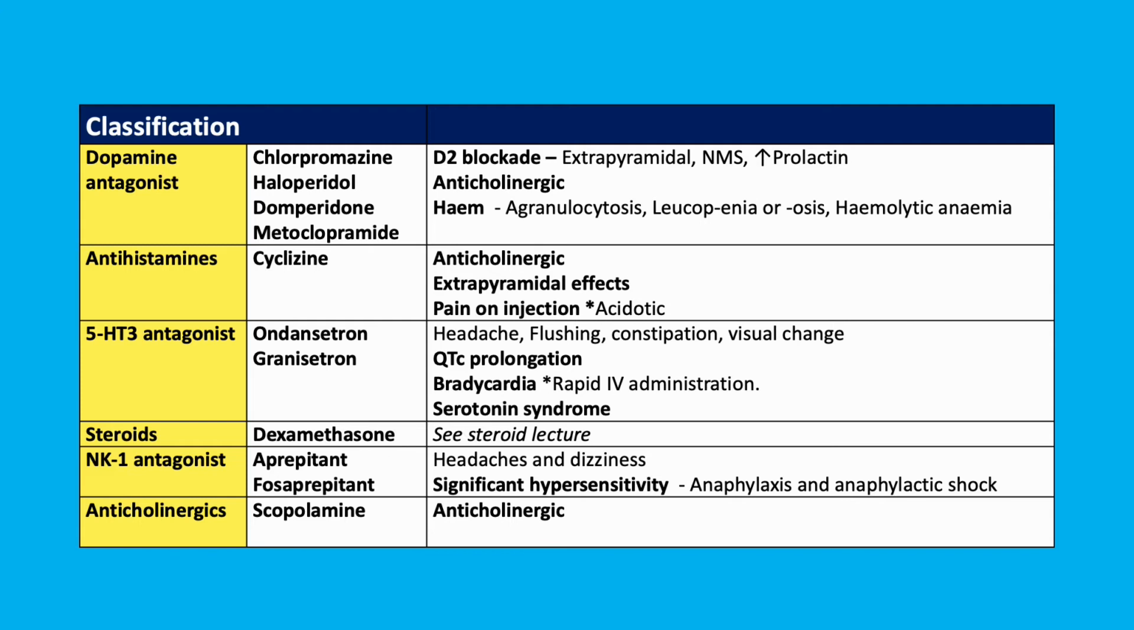Next is antihistamines. This includes cyclizine. This classically causes tachycardia and pain on injection. The 5-HT3 antagonist ondansetron causes QTc prolongation at higher doses and bradycardia, in addition to serotonin syndrome. Steroids will be discussed in a later lecture. NK1 antagonists, including aprepitant, can cause significant hypersensitivity, headaches and dizziness. And finally, anticholinergics like scopolamine can cause anticholinergic side effects.